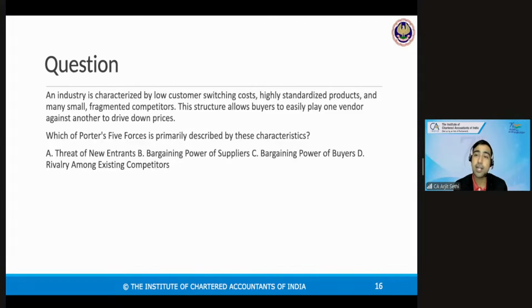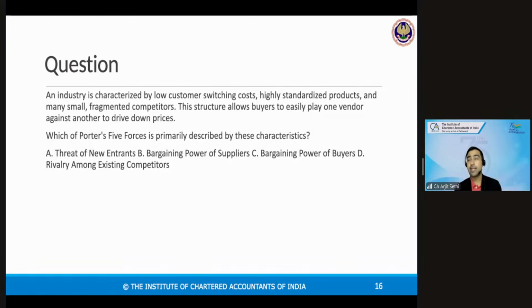एक ही type की shape, the same usage, almost the same packaging. A cardboard box will have one soap, only one in one box. Very standardized way of doing things, and many small fragmented shampoos, right? Most of the FMCG products, absolutely. Now back to the question. Now, this structure allows buyers to easily play one vendor against another to drive down prices.